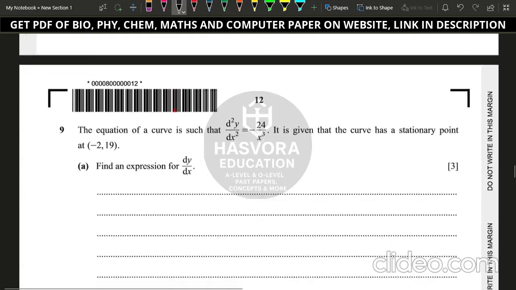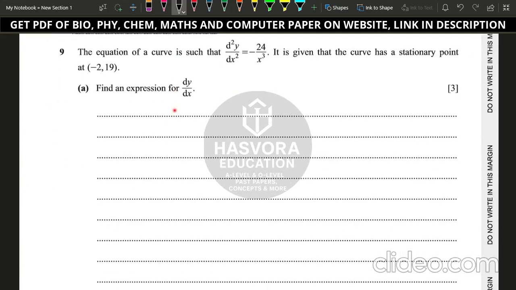Let's move on to question number 9. So the equation of the curve is such that the double derivative is equal to minus 24 over x cubed. They have given you the double derivative. It is given that the curve has a stationary point at (minus 2, 19). Now what is a stationary point? It is where dy by dx, the derivative of the equation, becomes 0. Now they are telling you to find an expression for dy by dx. Why have they given you the stationary point? Because it will help you find the constant when you are integrating this double derivative.